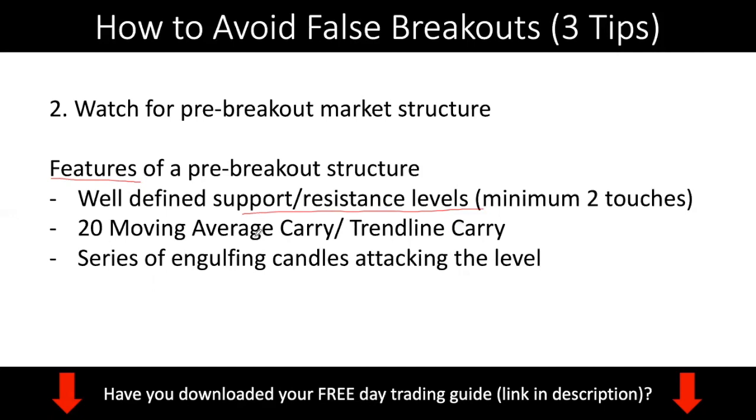The next one is a 20 moving average. In this case, you can use a simple moving average or a trend line. And the last one is a series of engulfing candles attacking the level, attacking this key, well-defined support and resistance level. So let's go into each of these features.